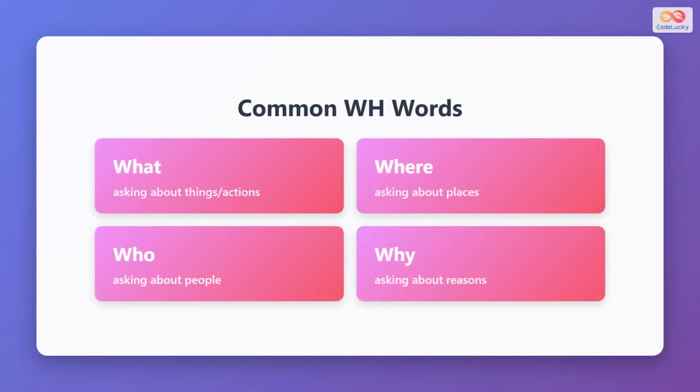Let us look at some common WH words and how they are used. What is used to ask about things or actions. Where is used to ask about places. Who is used to ask about people. And why is used to ask about reasons. These words help us ask clear and specific questions.